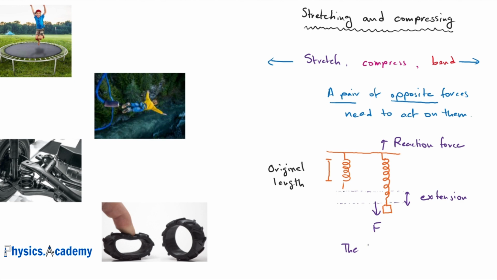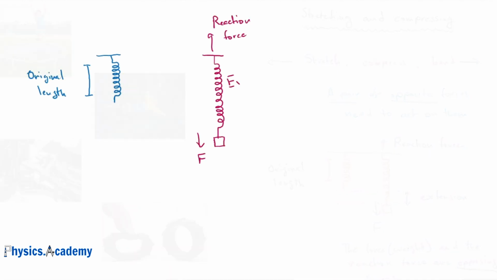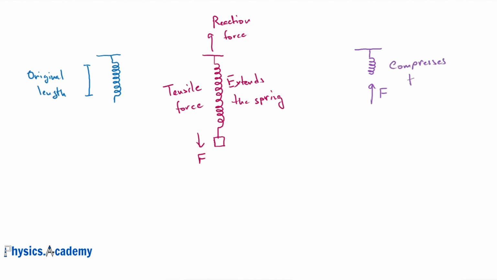So every time you need an object to change its shape, you will always have two opposite forces acting on that object. So if the force acting on the spring is causing the spring to extend, this type of force is called tensile force. And if the force acts to compress the spring or shorten it, this type of force is known as a compressive force.